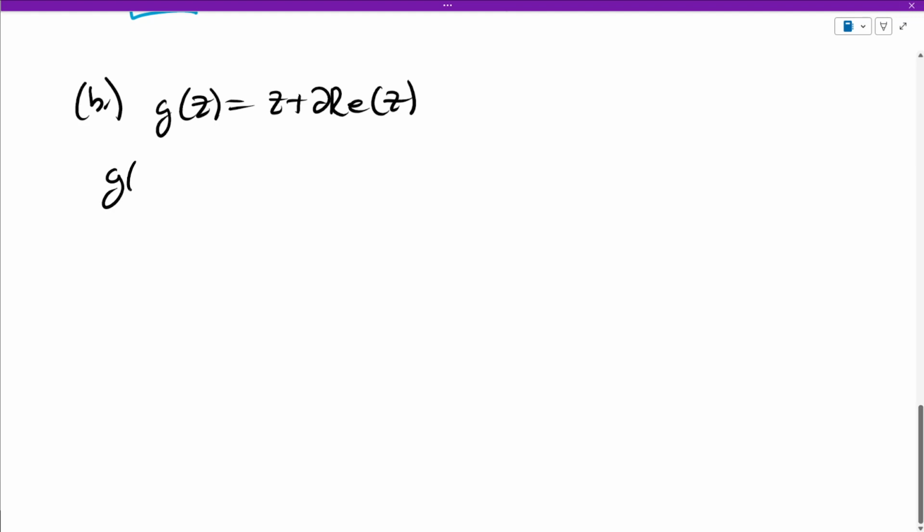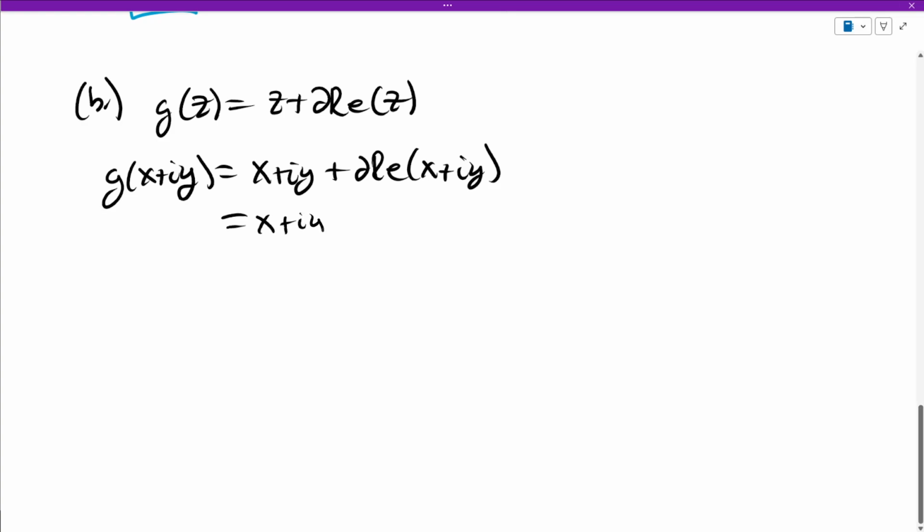Let's do g from the last video. So our g, if you recall, is z plus twice the real part of z. Okay, so what we want to know is what's the real and imaginary part. So how do we do that? Well, we break our z up as a real and imaginary part, and then we compute and simplify as much as we can on the right-hand side and see what we get.